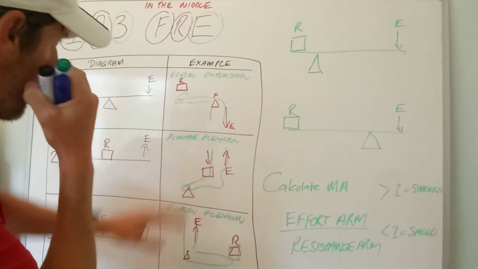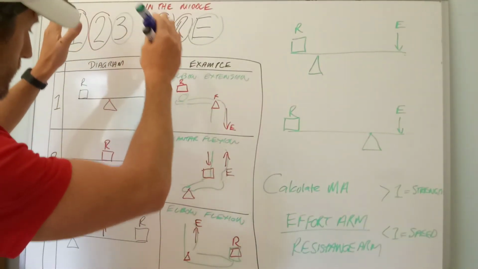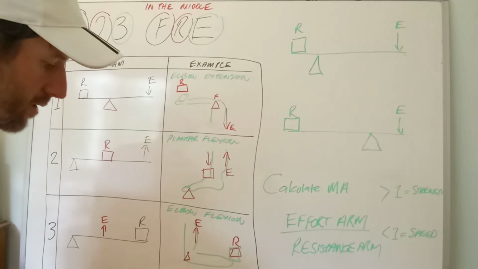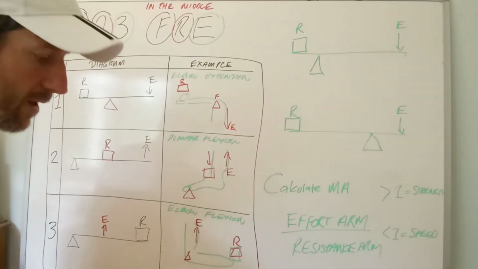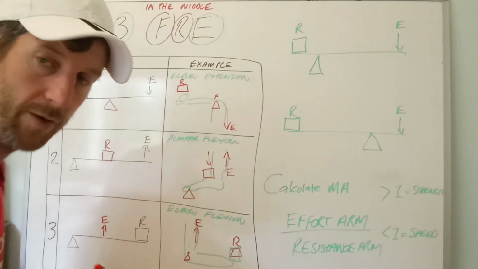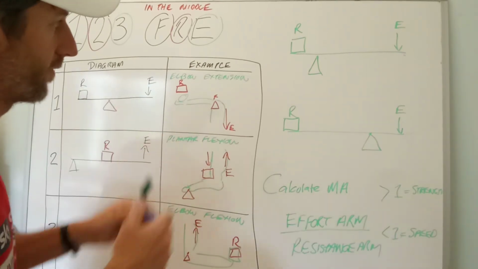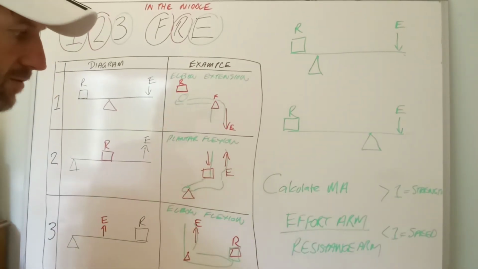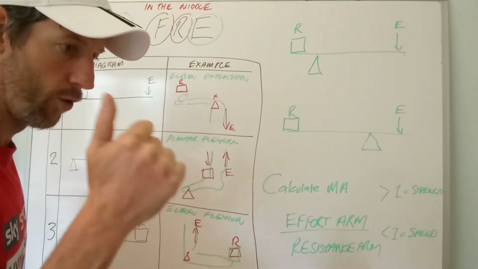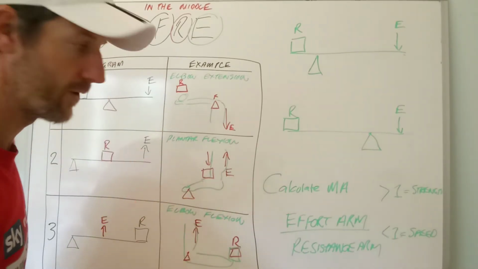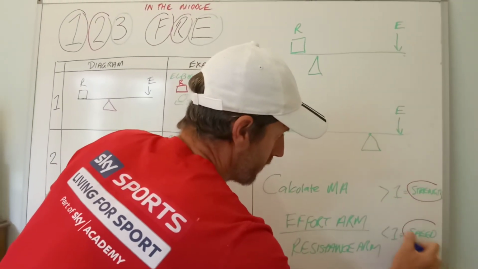Right, now we're going to have a look at this side. That was looking at just the 3 classes of lever system, and this side is looking at mechanical advantage. Now, I think a lot of people got a bit confused on mechanical advantage, but I'm going to try and simplify it. All you have to remember is there are 2 mechanical advantages. One is for strength and one is for speed.